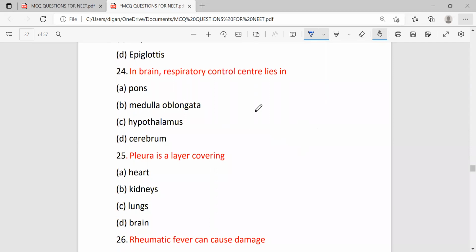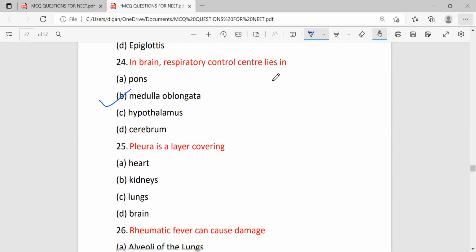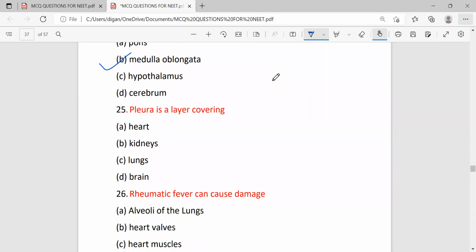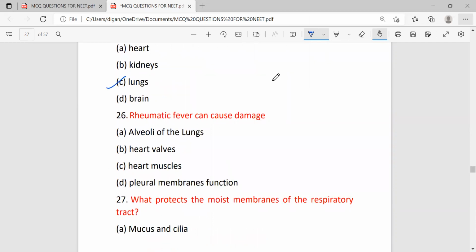In brain, respiratory control center lies in where? The correct option is B, medulla oblongata. For question number 25, pleura is a layer covering of lungs. Rheumatic fever can cause damage of heart valves.